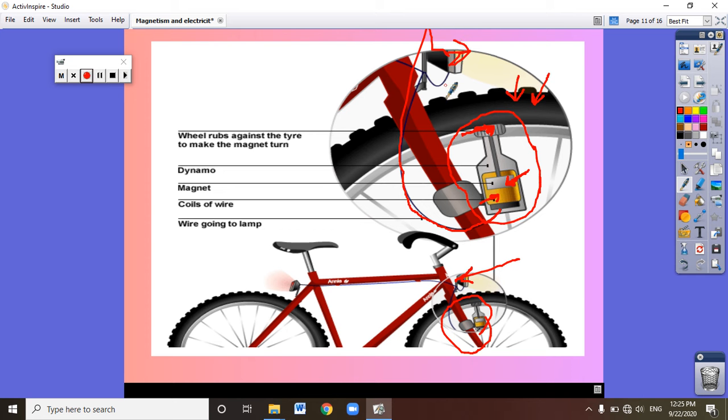One more time. Here is the small dynamo that generates a small amount of electricity. We use it to light the lamp of the bike. What happens when you move your bike? The tire is moving, so this part will move. This part is connected to a magnet, which will start moving inside the coil of the copper wire that generates electricity, which passes through this electric wire and reaches the lamp and makes it light. That's the small dynamo.